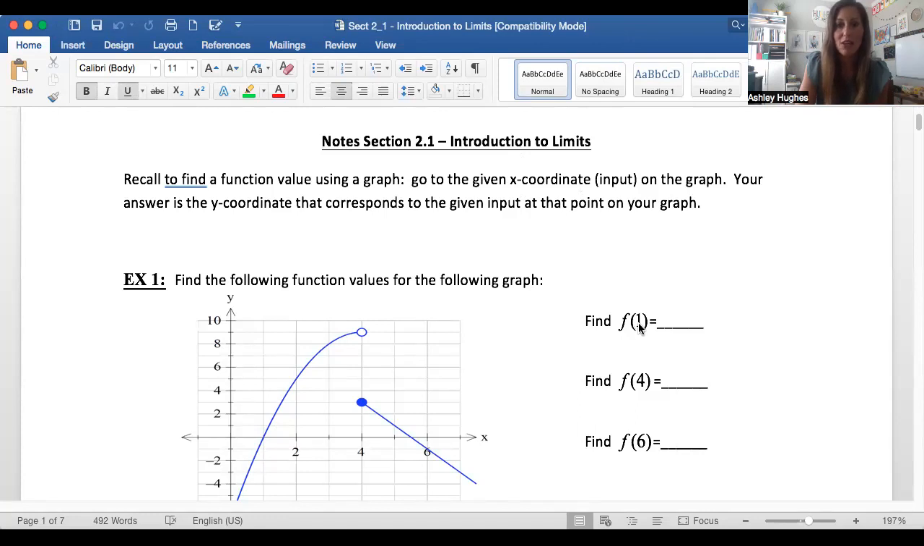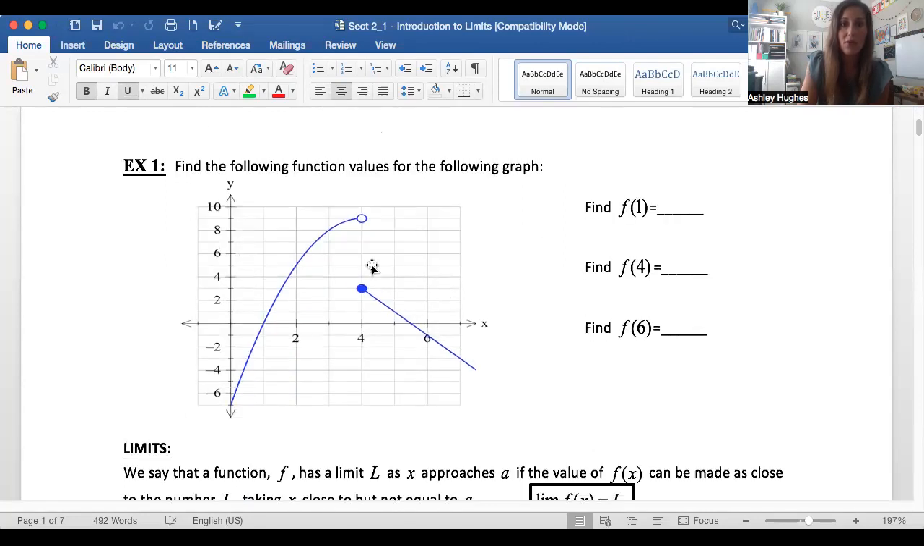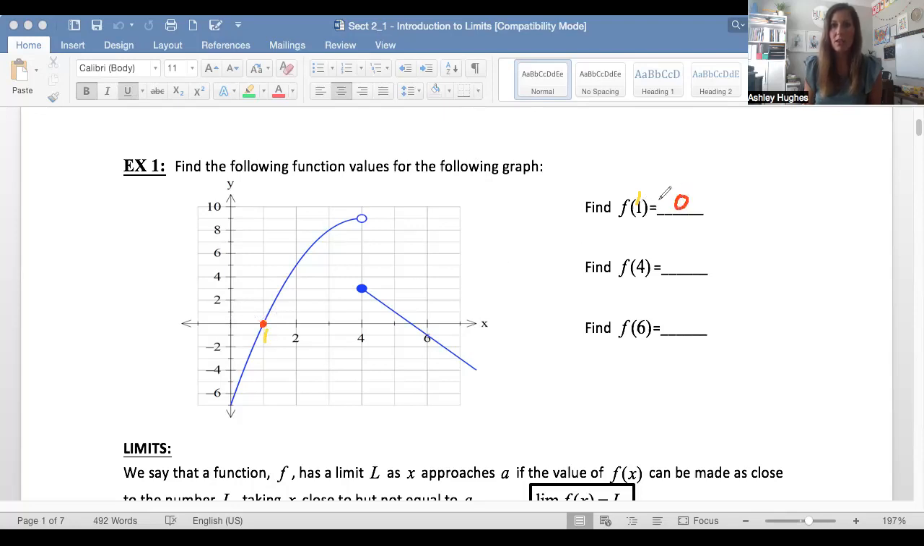You plug this value, f of 1, into the given function, or you look on the graph. So when x is 1, what is the value of the function? So that is an x value, f of 1, that's an x value. So we're going to look and see, find my x value, my horizontal value, here's 1. So what is the value of the function at x equals 1? That value, the y value here, is 0.